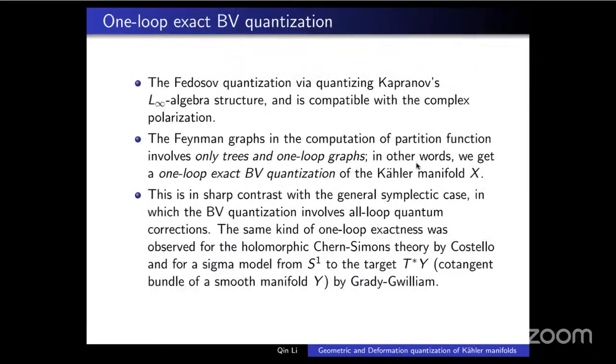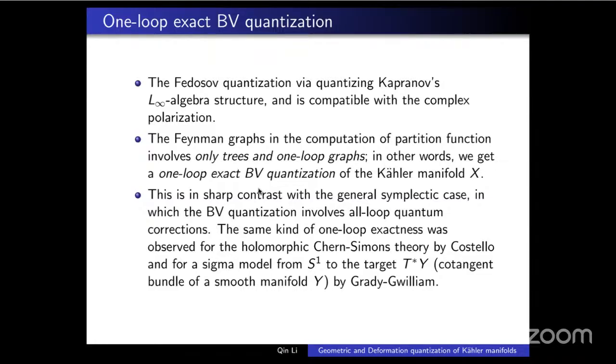So the first result is that the Fedosov quantization via this quantum extension of Kapranov's L infinity algebra structure is actually compatible with the complex polarization. So actually, in this deformation quantization, we can already see how the polarization comes into this picture. And we can do this BV quantization machinery. We can do certain Feynman graph computation. And if you try to compute the partition function in this Feynman graph computation, it involves only tree level and one loop level graphs.